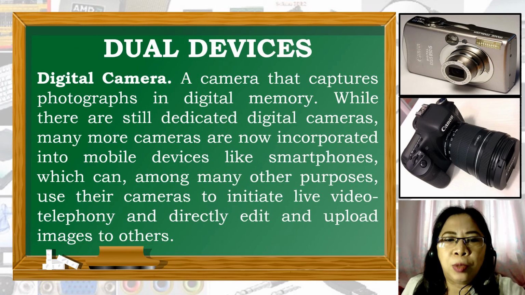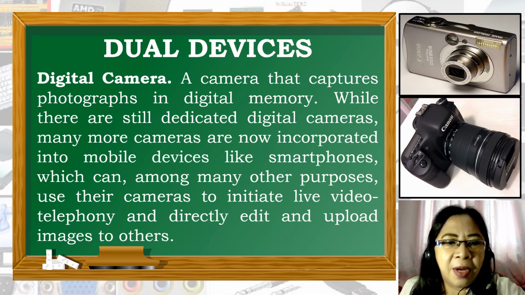Aside from input and output devices, we also have what we call the combination of both, the dual devices. Examples of dual devices are digital camera, a camera that captures photographs in digital memory. While there are still dedicated digital cameras, many more cameras are now incorporated into mobile devices like smartphones, which can, among many other purposes, use their cameras to initiate live video telephony and directly edit and upload images to others.